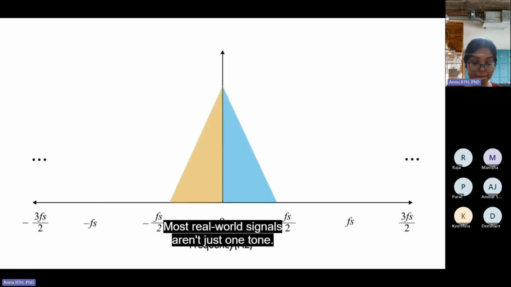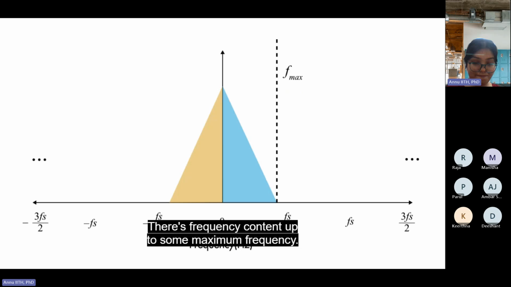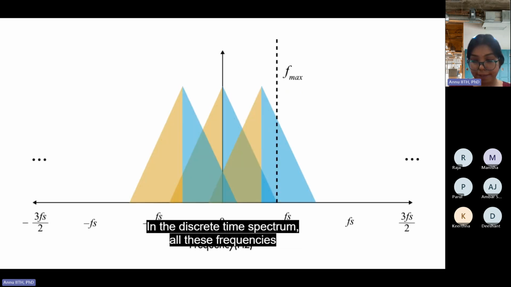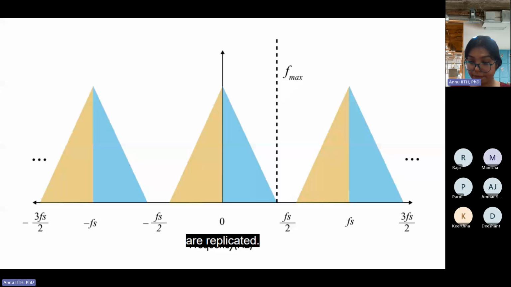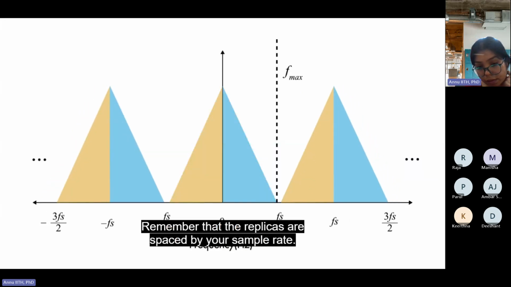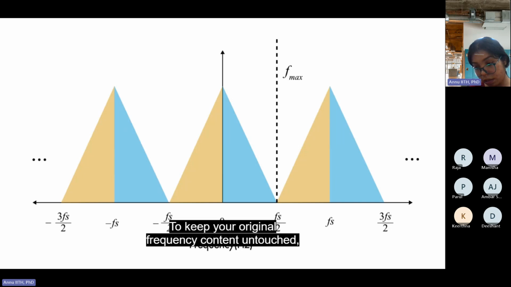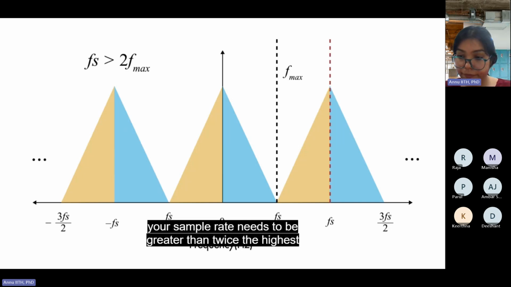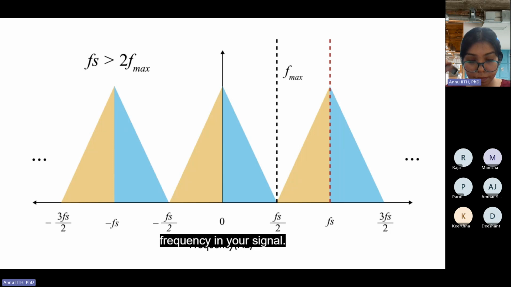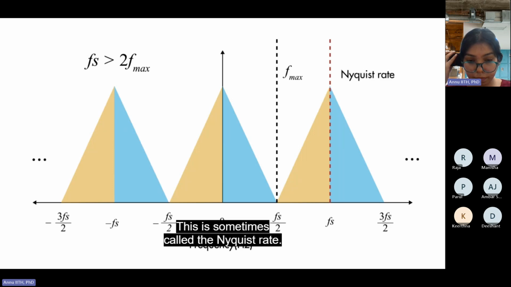Most real-world signals aren't just one tone. There's frequency content up to some maximum frequency. In the discrete time spectrum, all these frequencies are replicated. Remember that the replicas are spaced by your sample rate. To keep your original frequency content untouched, your sample rate needs to be greater than twice the highest frequency in your signal. This is sometimes called the Nyquist rate.